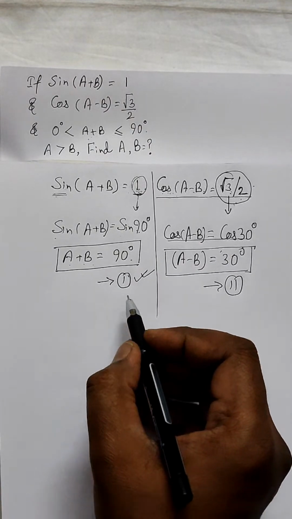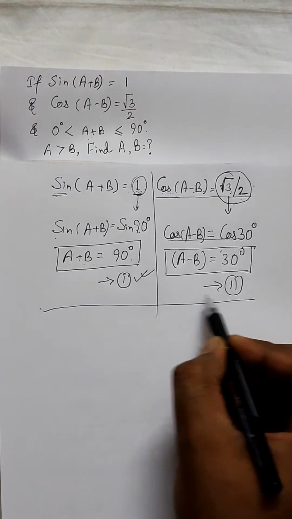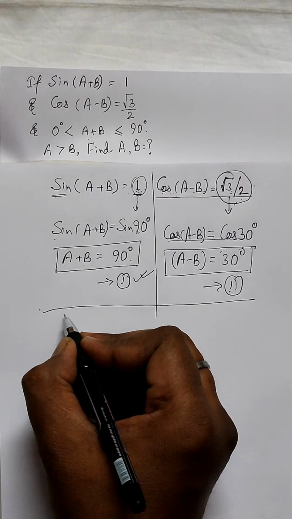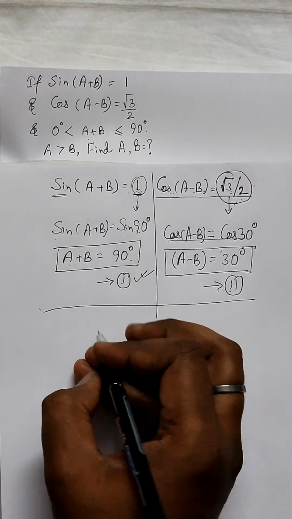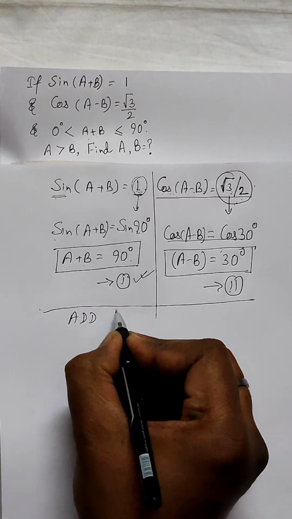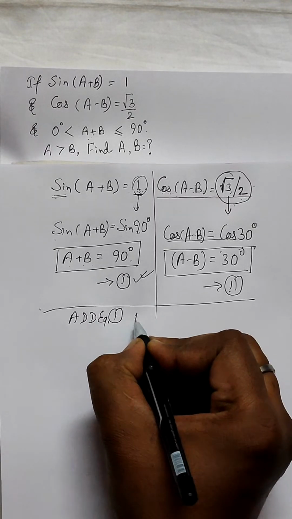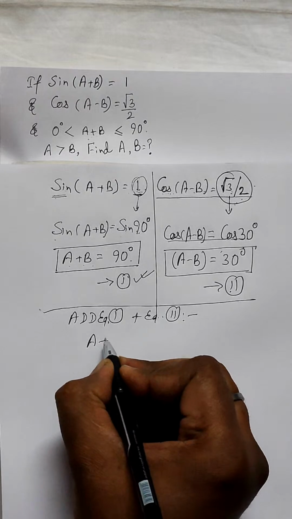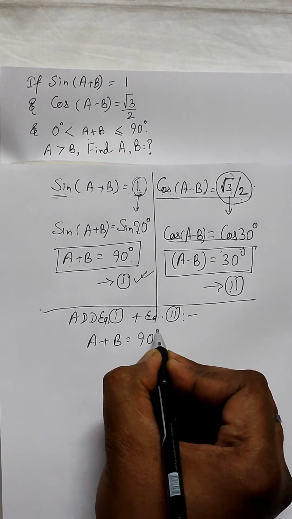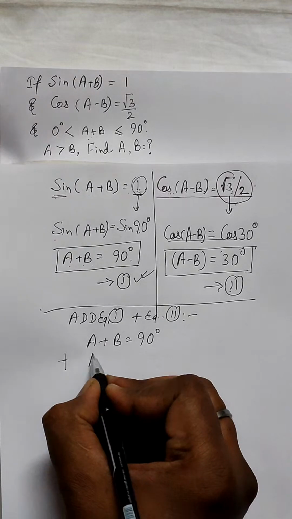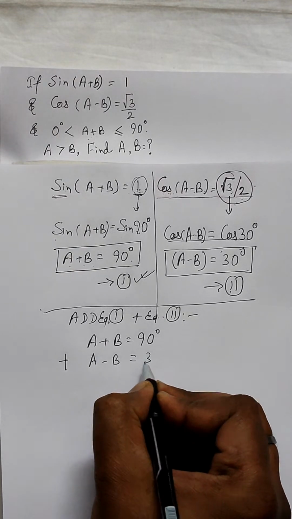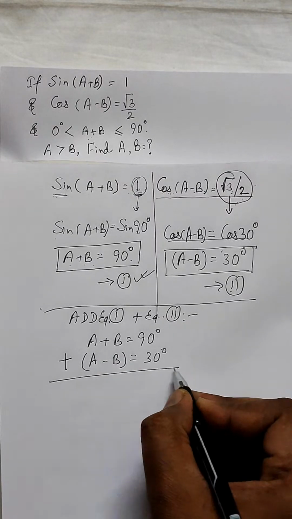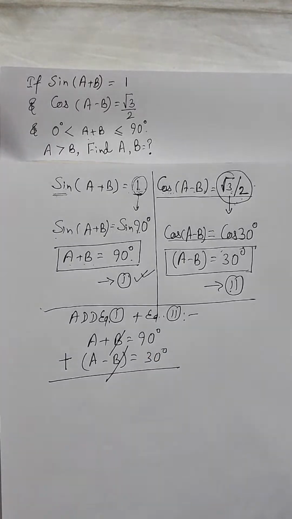Now it's very simple. We have almost solved this question. Just add equation number 1 and 2. Use this method to eliminate one of the variables. What do you get? a plus b equal to 90 degrees, which is our equation number 1, added with a minus b equal to 30 degrees. Since this is a plus sign, a minus b remains as it is, and here you can see b will be cancelled out.